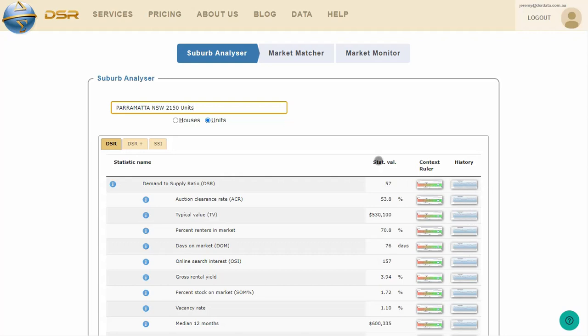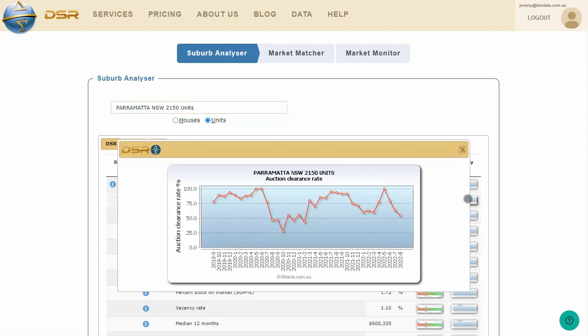Historical charts are used in suburb analysis for two reasons. The first is to check for volatility, and the second is to look for trends. Let's start with volatility. Auction clearance rates can be quite volatile, so let's have a look at the auction clearance rates historical chart. Although Parramatta units is a very large market with many units, they're not often auctioned. So the auction clearance rate metric is unreliable. And you can see that in the volatility of the chart.